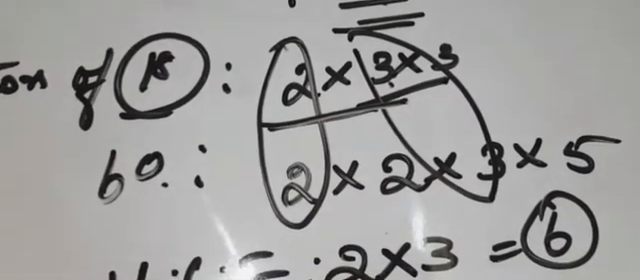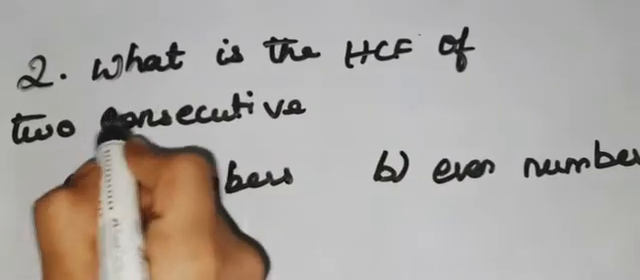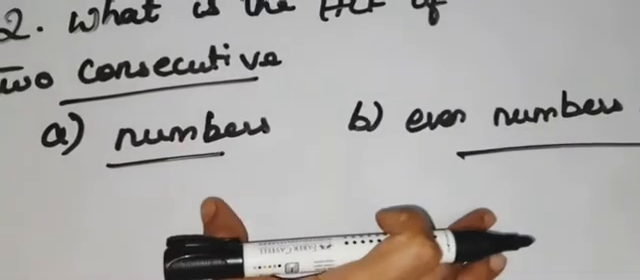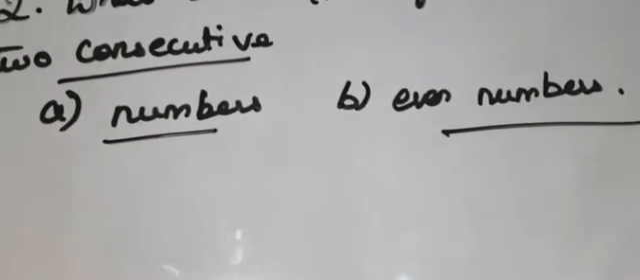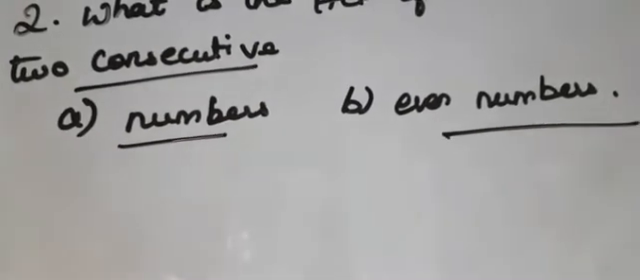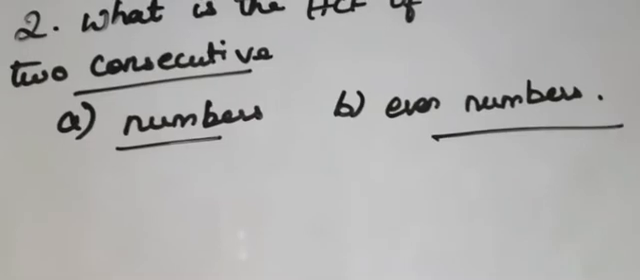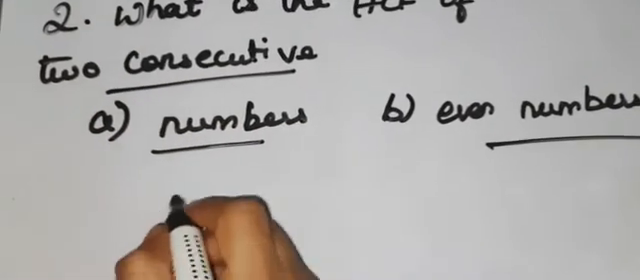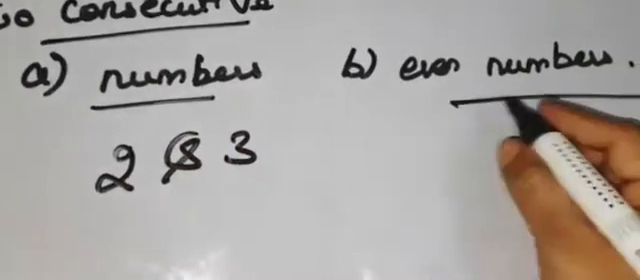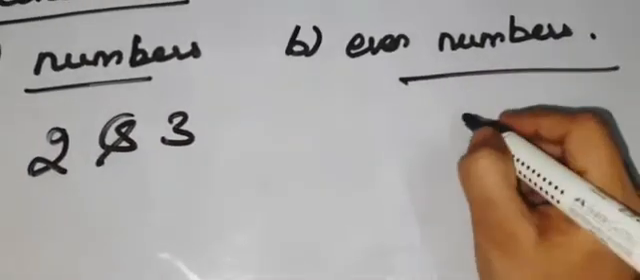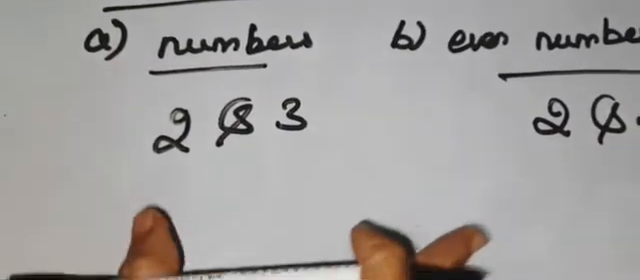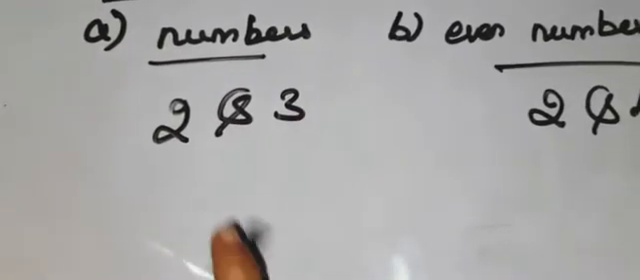Now let's solve the second problem. What is the HCF of two consecutive even numbers? Why I have written these two questions alone is because the third question is of odd numbers. The first two problems I will be solving, so listen carefully. The third problem you are going to solve, okay? Consecutive means continuous numbers. So let us take the numbers 2 and 3. For even numbers, I am taking the two consecutive numbers as 2 and 4. Now we are going to find out the HCF of the given numbers.